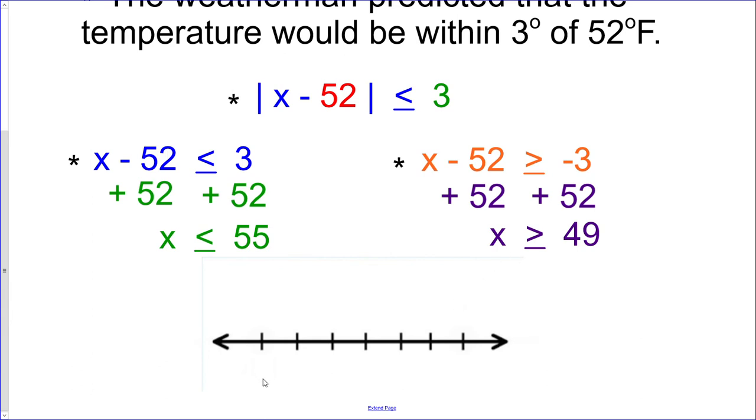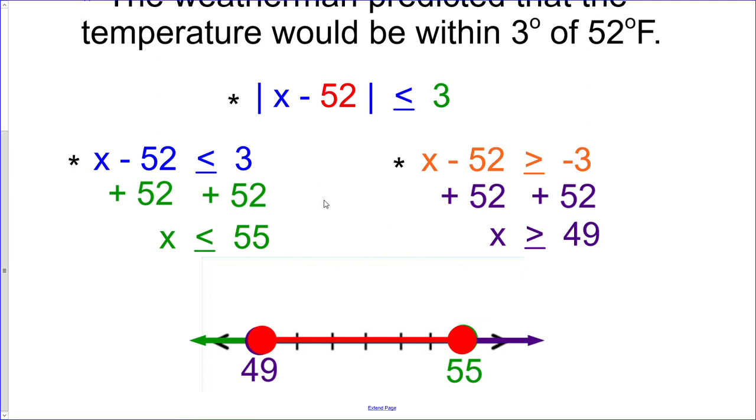So we're going to put a solid dot at 49, and we're going to shade it to the right because it's greater than or equal to. And then we're going to put a solid dot at 55, and we're going to shade it to the left because it's less than or equal to 55. And then we know that this is an and. It has to meet both conditions to be true. So it's the overlapping of these that would be our solution.